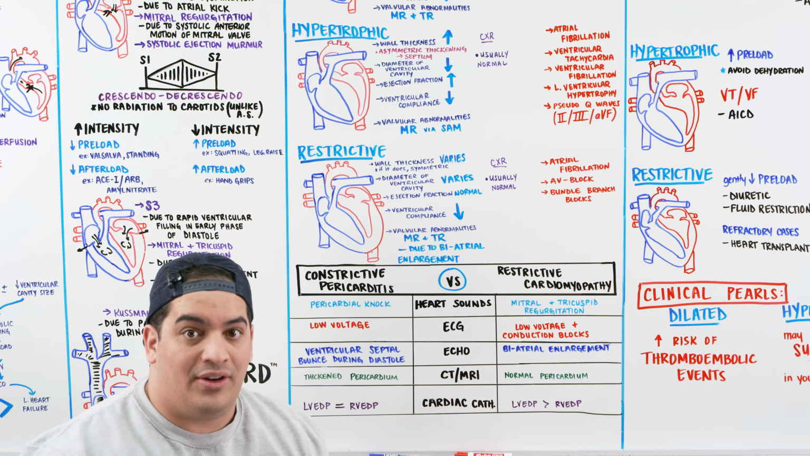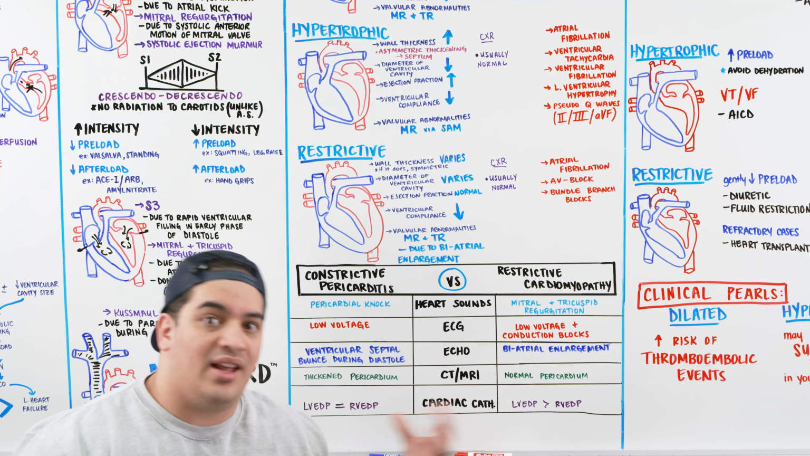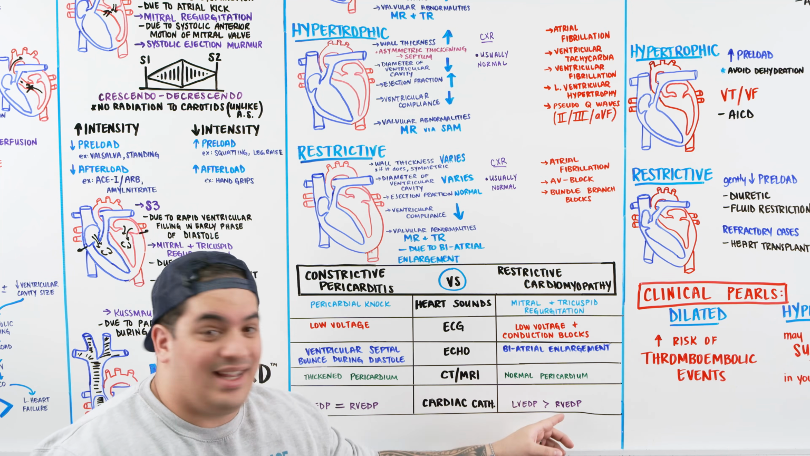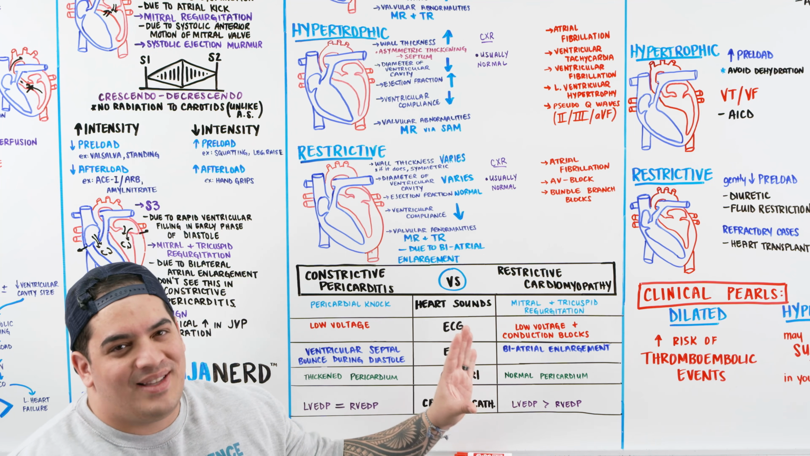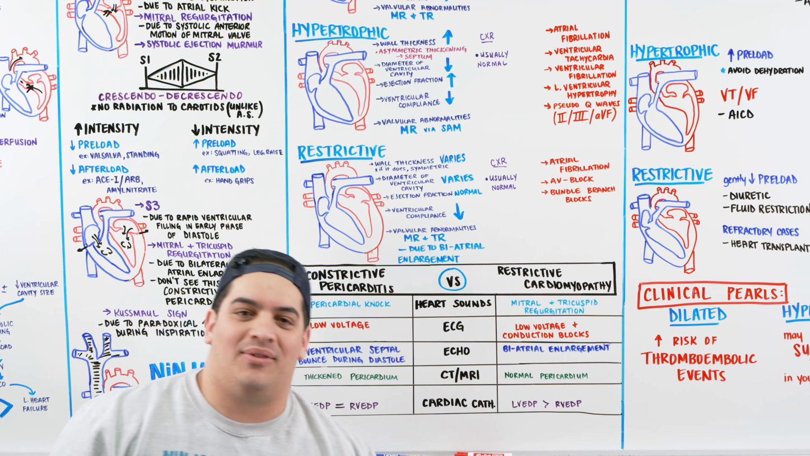In this case, the left ventricle usually has higher end diastolic pressures than the right ventricle, and so this would be the case in restrictive cardiomyopathy. That covers the big differences, my friends. Now let's hit it home with the treatment of the cardiomyopathies.